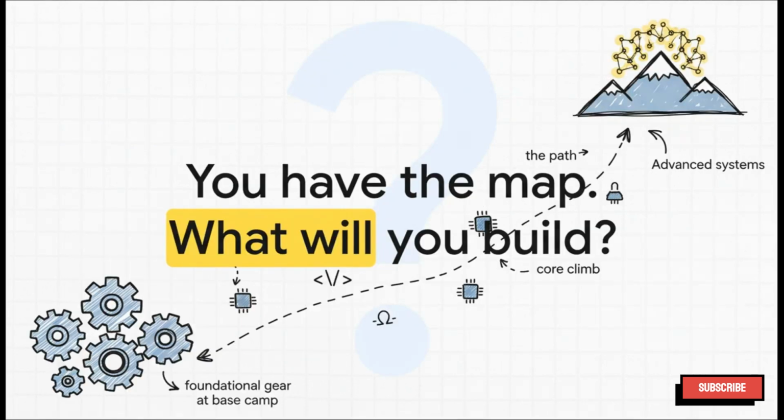So, that's it. That's the roadmap. From gearing up at base camp, through that core climb, all the way to the summit with advanced multi-agent systems. You officially have the map. The path is laid out in front of you. So the only real question left is, what are you going to build?